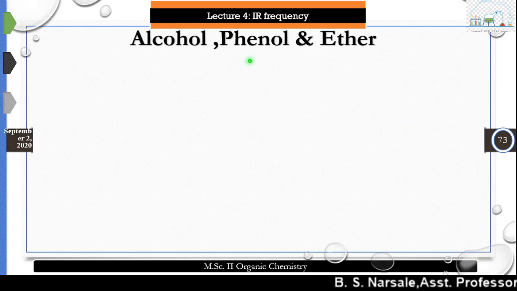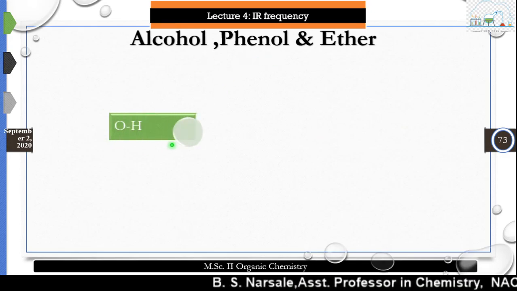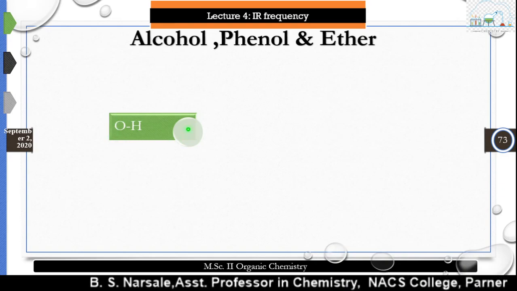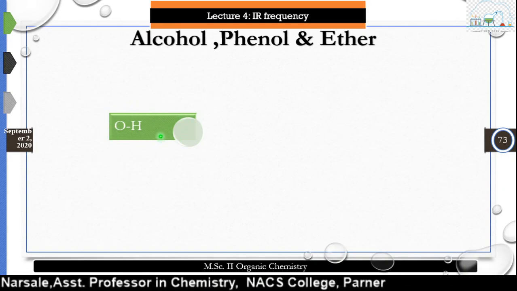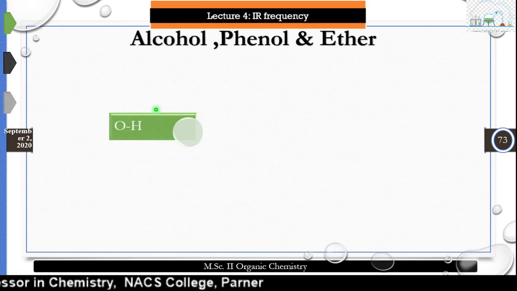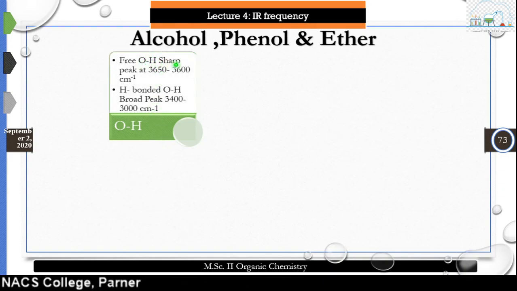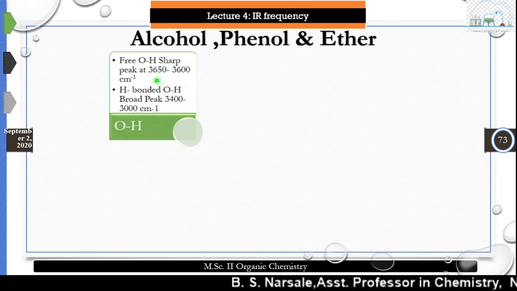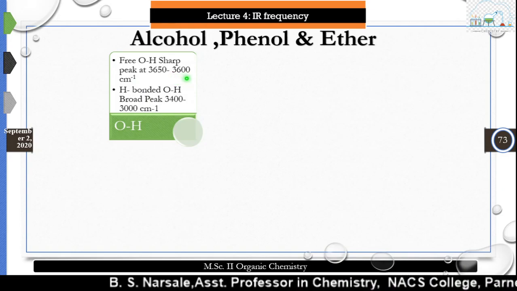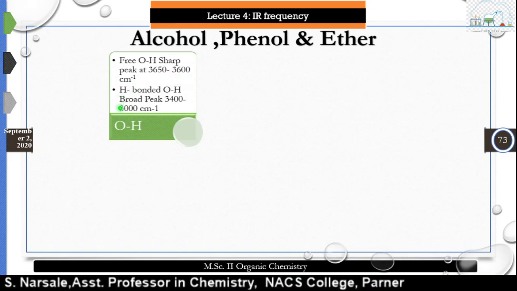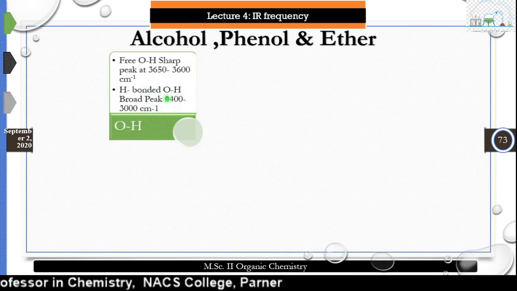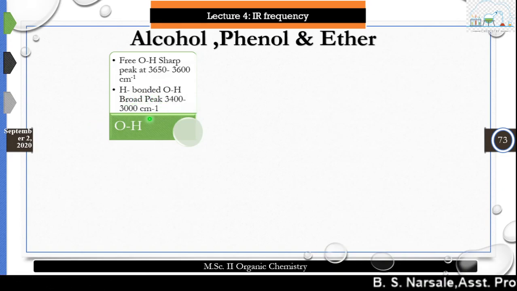Then we go to alcohol, phenol, and ether. The alcohol and phenol molecules have the specific OH group. When there is an OH group, there may be a possibility of free OH or hydrogen bonded OH. If the free OH group is present, then we have a sharp peak at 3650 to 3600 centimeter inverse. And if the OH group is in hydrogen bonding, then the peak is not sharp, it will become broad, in between 3400 to 3000 centimeter inverse.